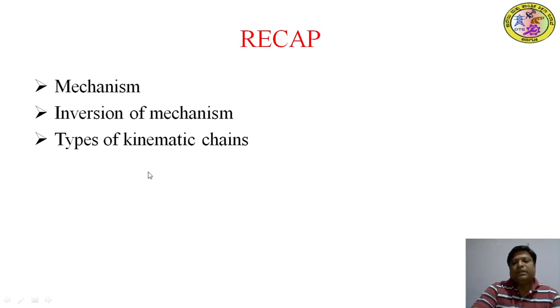Another one is the single slider crank chain. Here one sliding motion is exerted and the remaining 3 are turning pairs. We call it a single slider crank chain. In a double slider crank chain, there are 2 sliding pairs and 2 turning pairs. We call it a double slider crank mechanism.